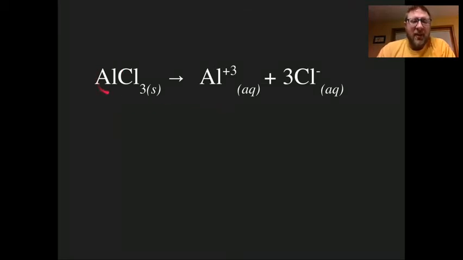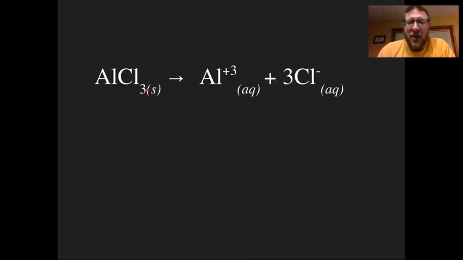We notice that we started with AlCl3. All right, I'm going to give you formulas like this. You're not going to have to write those on your own. Saying that it was a solid in the beginning. It dissolved in water and split up into Al plus 3 plus 3 Cl minuses.